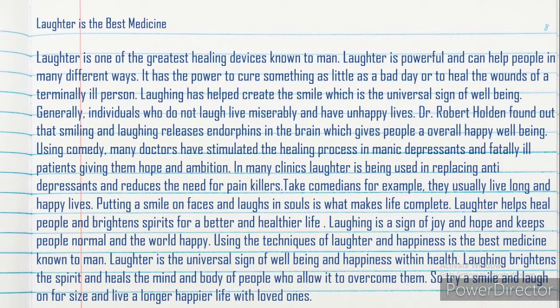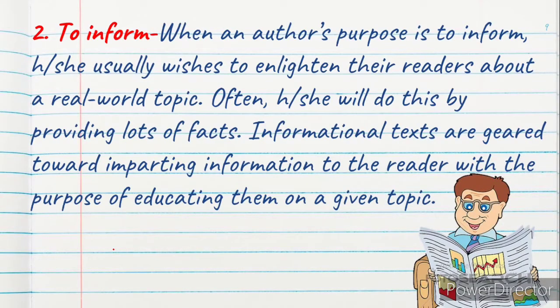As you see, the text is trying to convince the readers that laughter is the best medicine, using persuasive sentences and even facts. Next, to inform. When an author's purpose is to inform, he or she usually wishes to enlighten their readers about a real-world topic. Often, he or she will do this by providing lots of facts. Informational texts are geared toward imparting information to the reader with the purpose of educating them on a given topic.